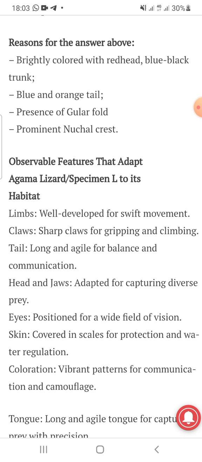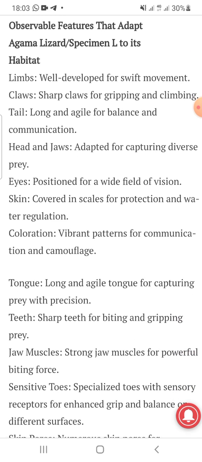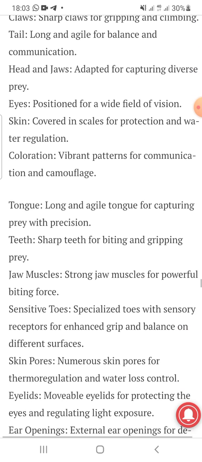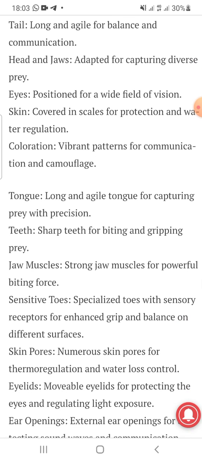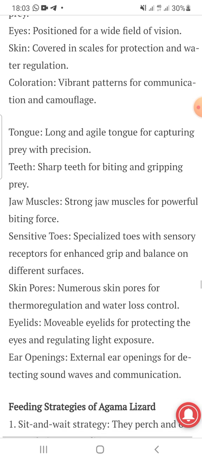Skin: covered in scales for protection and water regulation. Then you have the coloration: vibrant pattern for communication and camouflage. You have the tongue: long and agile tongue for capturing prey with precision. You have the teeth: sharp teeth for biting and gripping prey. You have the jaw muscles: strong jaw muscles for powerful biting force. You have sensitive toes: specialized toes with sensory receptors for enhanced grip and balance on different surfaces.